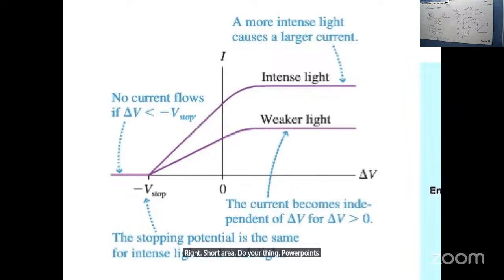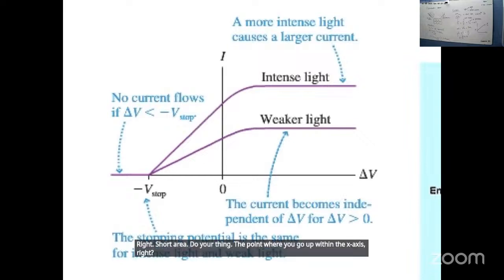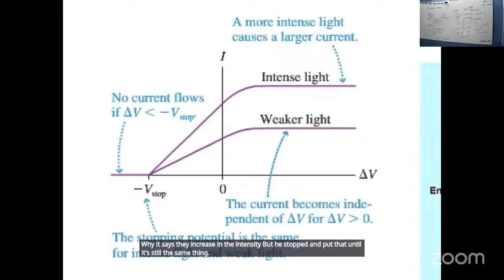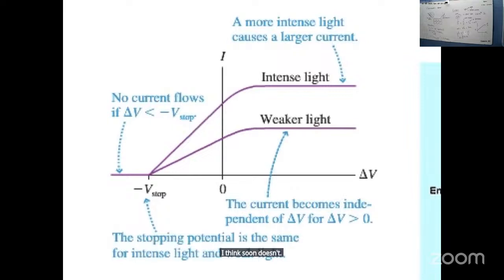The point where the graph meets the x-axis, right? So for intense light, the graphs meet at the same point. Why are they meeting at the same point? There's an increase in the intensity, but the stopping potential is still the same. I think it would be around the same thing, the amount of voltage to reach maximum. But I want to hear something else.